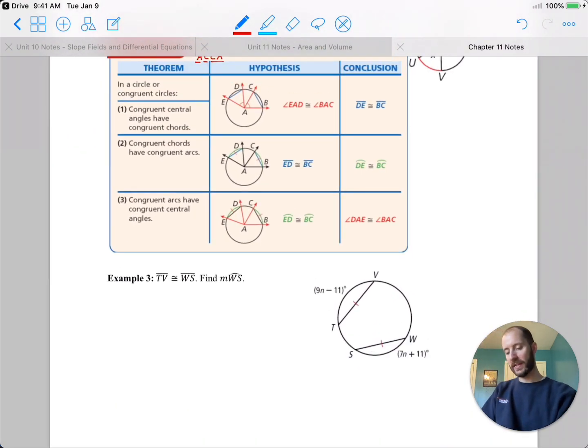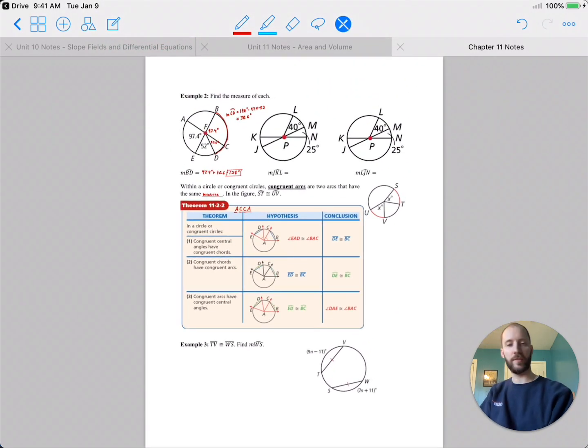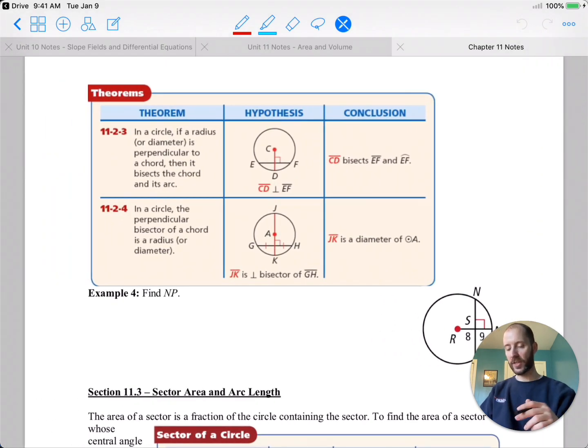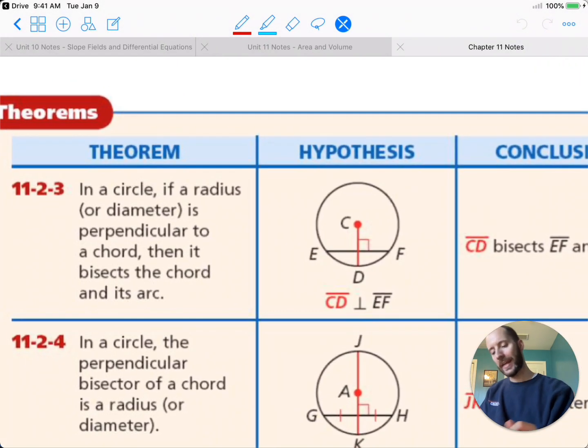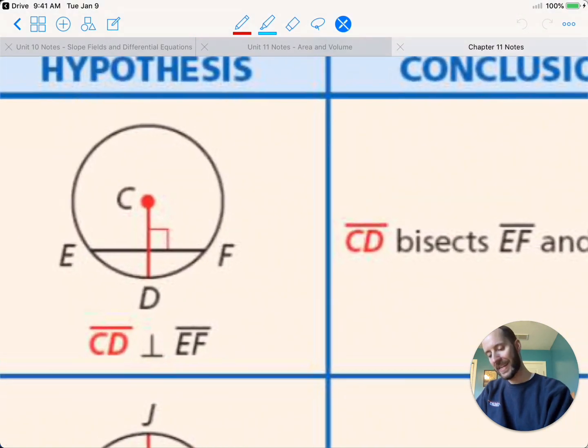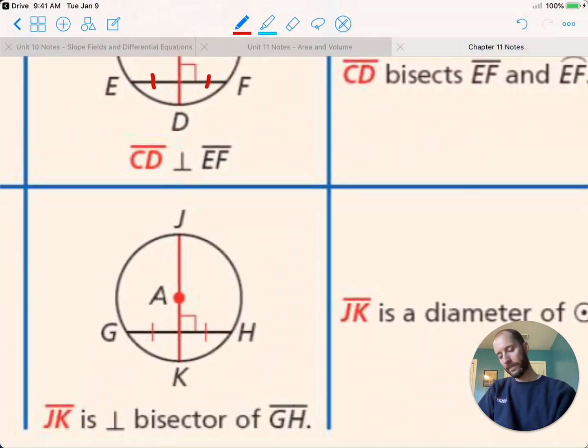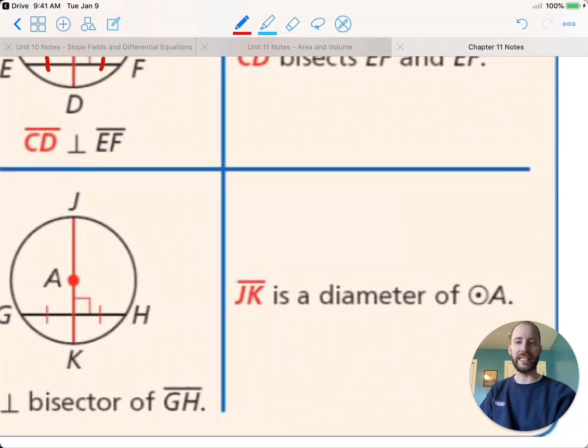So example 3, find the measure of angle WS. Look at that, using theorem 11.2 or ACCA. And the last two theorems are kind of converses of each other. In a circle, if a radius is perpendicular to a chord, then it automatically bisects the chord. So CD is perpendicular to EF, so it then bisects chord EF. And the converse: if JK, the line segment, is a perpendicular bisector of GH, then line segment JK is the diameter.